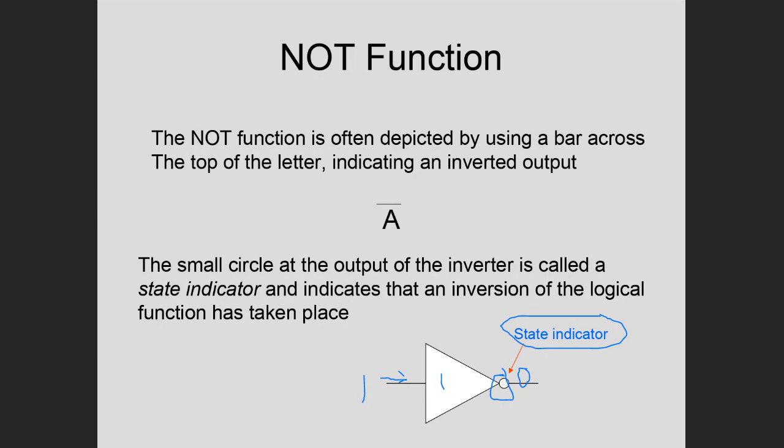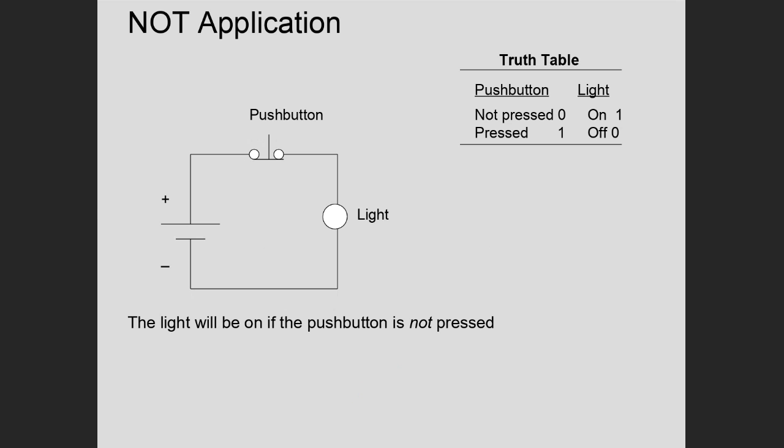Okay, so we looked at the basic gates: AND, OR, NOT. We looked at the symbol for each of those. We looked at the truth table for each of those. And so let's look at the circuit. I showed you this circuit before in the first week of class.